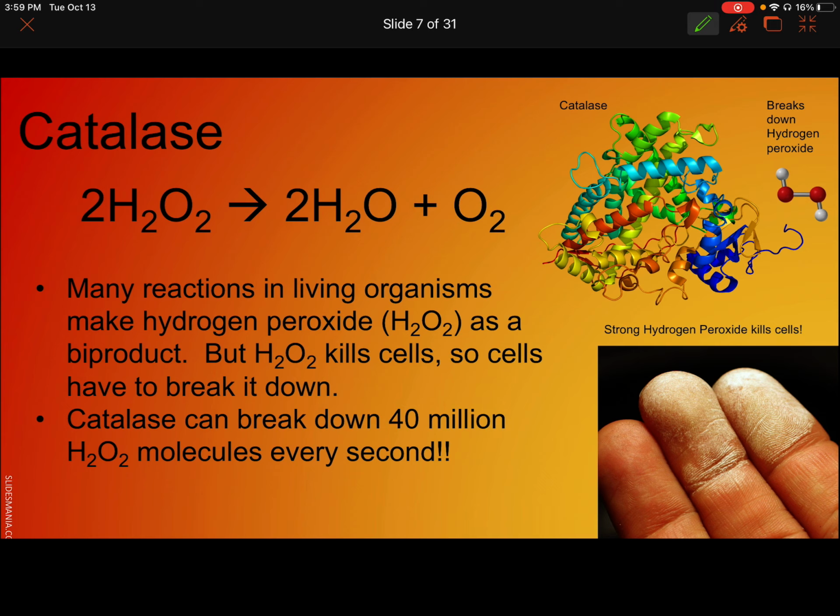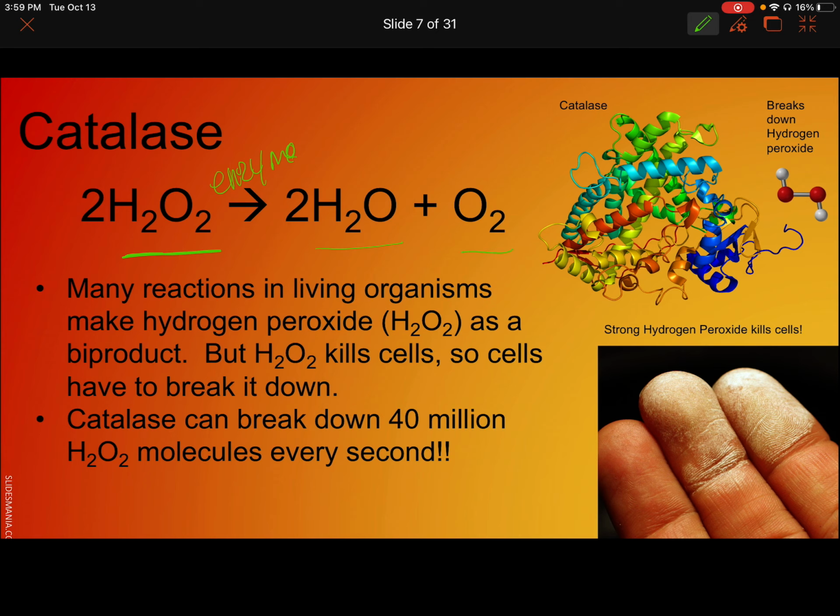So catalase is one that is pretty important to the cell. Catalase breaks down hydrogen peroxide, which is H2O2. This is a balanced chemical reaction for H2O2 with an enzyme. H2O2 can be broken down into H2O and oxygen.